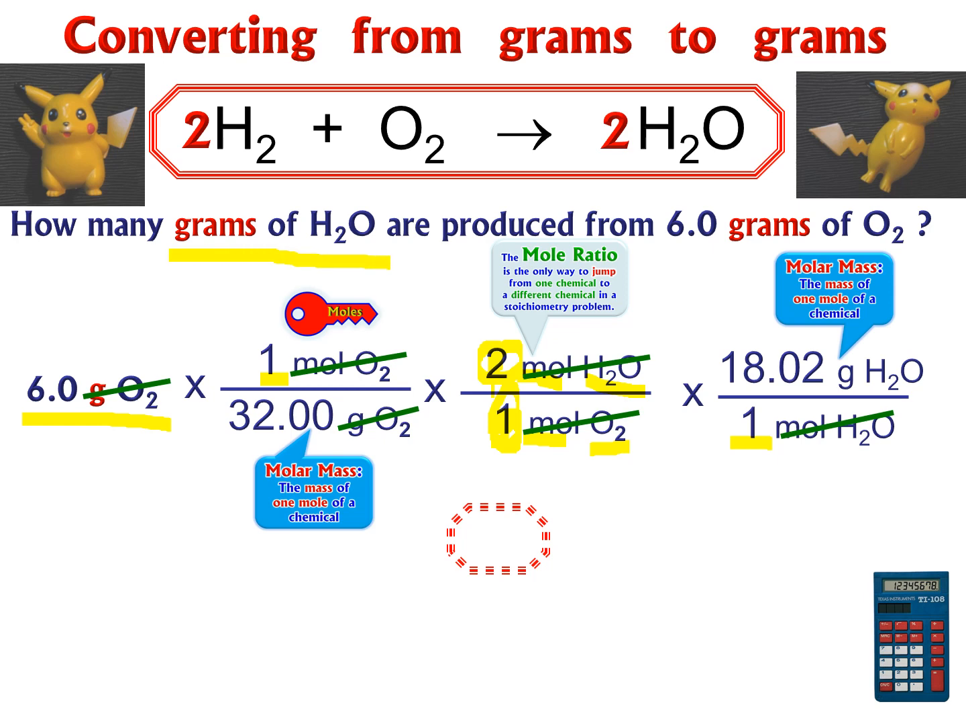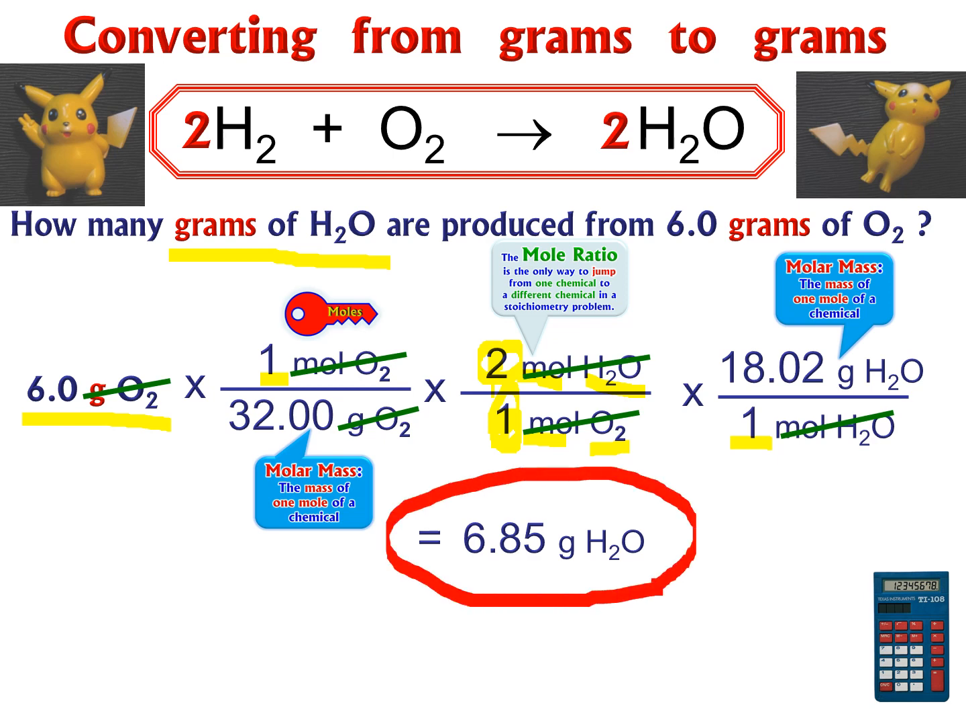And so we take the 6. Let's skip the 1s this time. So 6 divided by 32 times 2 times 18.02. And you get grams of water. How many grams? 6.85 grams of water is the answer. And then I probably want to make sure that everybody knows that's my answer and circle it. And I want to double check, yes, that's what I was looking for.